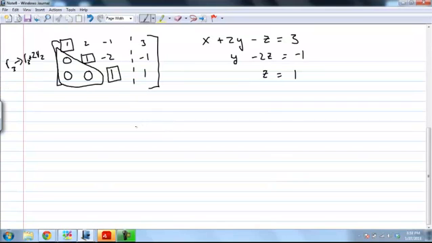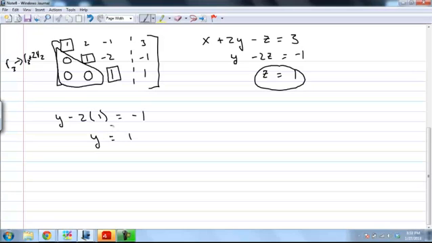So I can now easily solve this system. I have my answer for z equals 1. I'll perform back substitution and write the second equation, plugging in the value for z. This gives me y equals 1. And I'll perform back substitution once again, plugging in this time the values for y and z into the first equation.